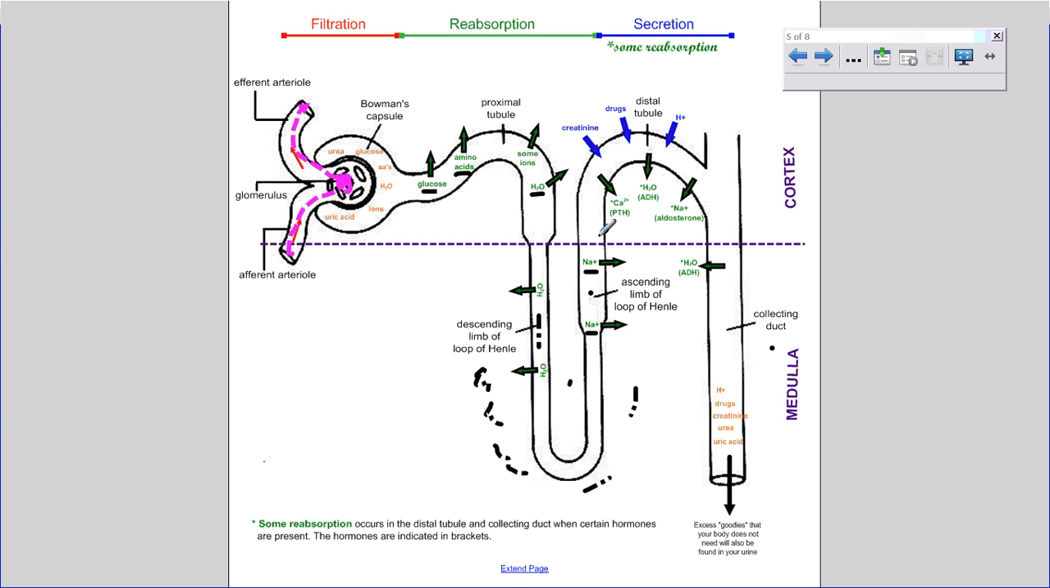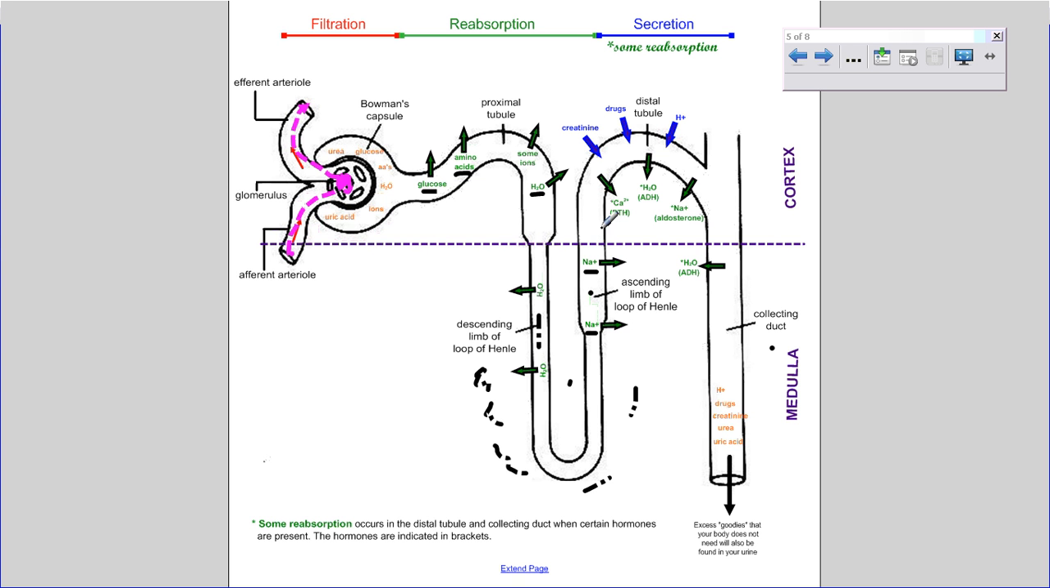Okay, so if someone were to ask you what sections of the nephron most reabsorption happens in, it'd be the proximal tubule and the loop of Henle. If they asked where most water is reabsorbed, it would be in the loop of Henle, okay, and specifically the descending limb of the loop of Henle.